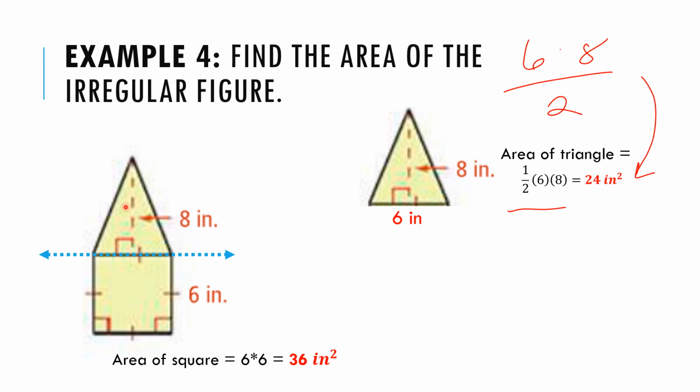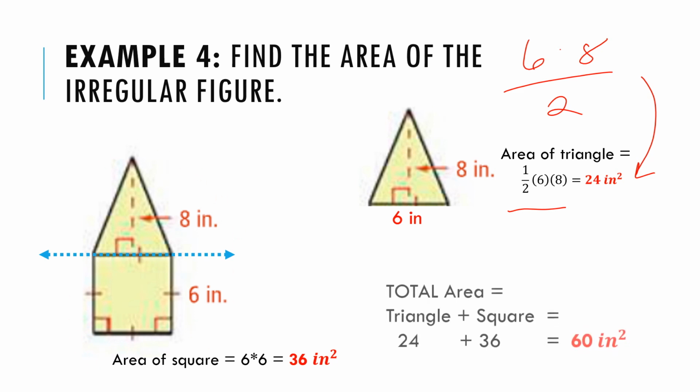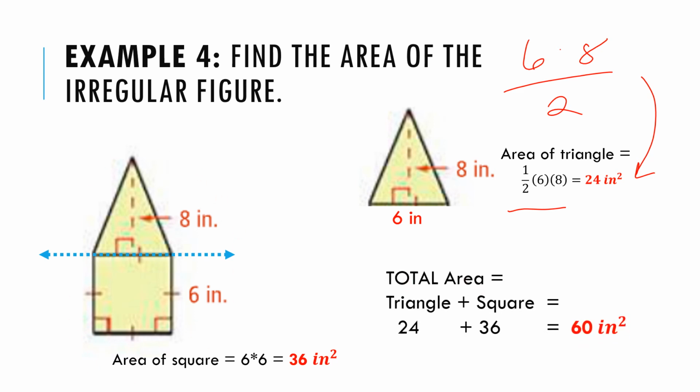So now that we have 24 inches squared and we have 36 inches squared, all we have to do to find this total area is just add them together. So the total area is the triangle plus the square, and that gets us a total of 60 inches squared.